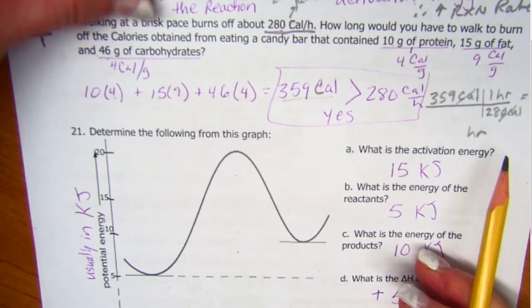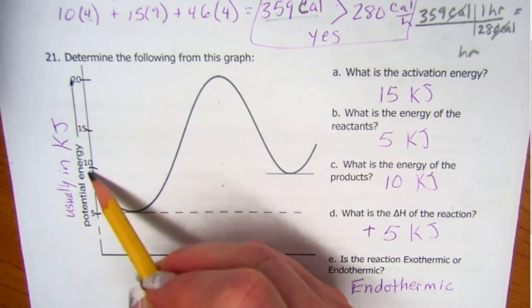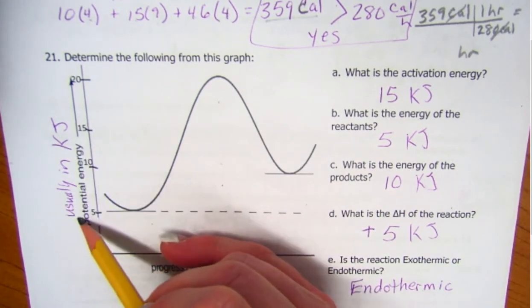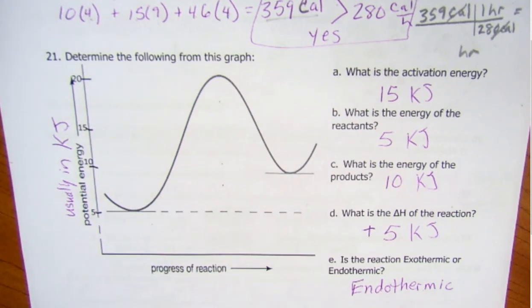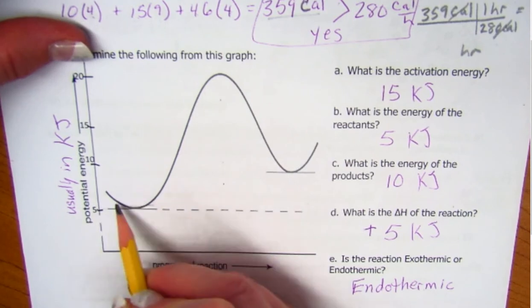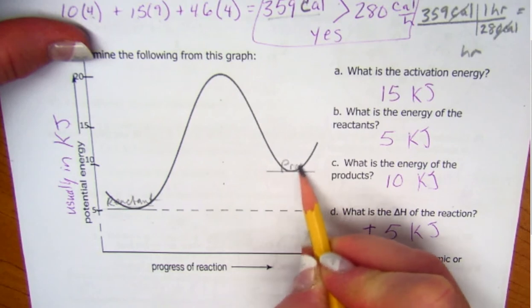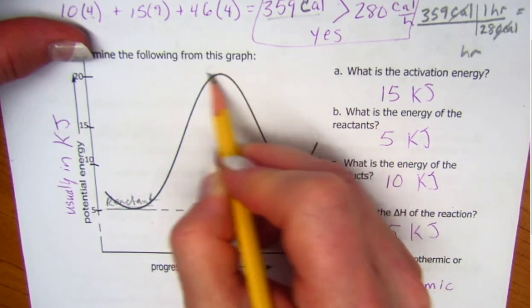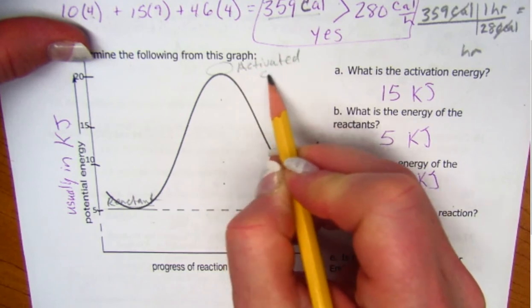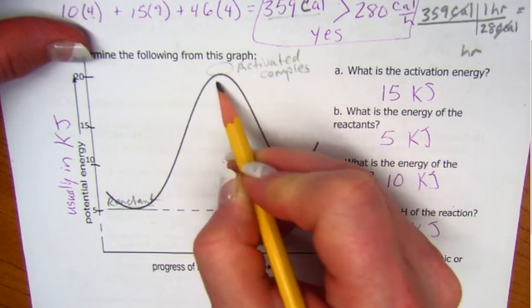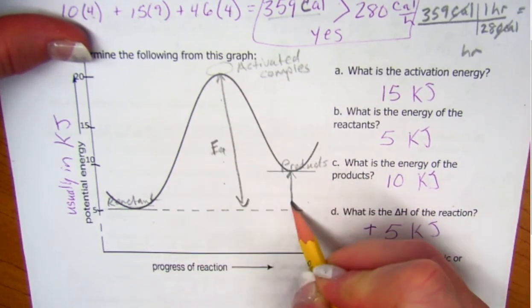Okay, you'll be given a graph like this. It will have numbers on the side. I forgot to put units, so I'm just going to assume it's kilojoules. You just need to be able to read stuff off the graph. Okay, so my reactants are here. My products are here. My activated complex is here. Where in the world is that? My E of A is here. My delta H is here.